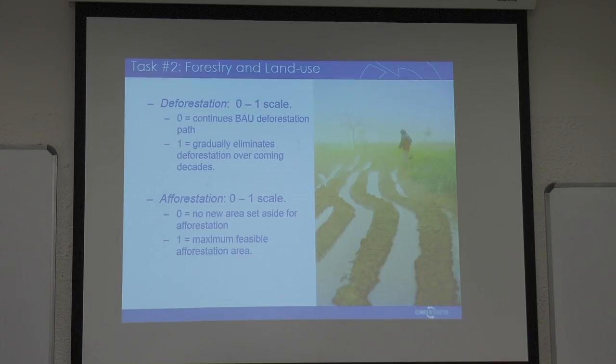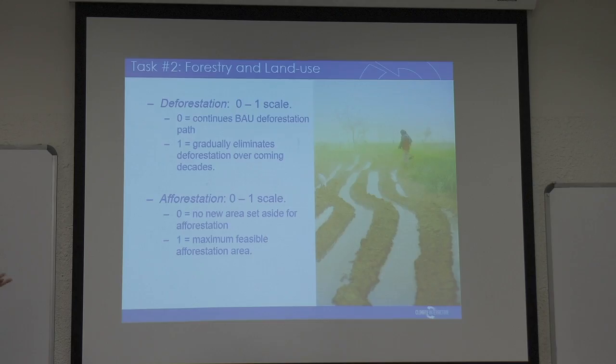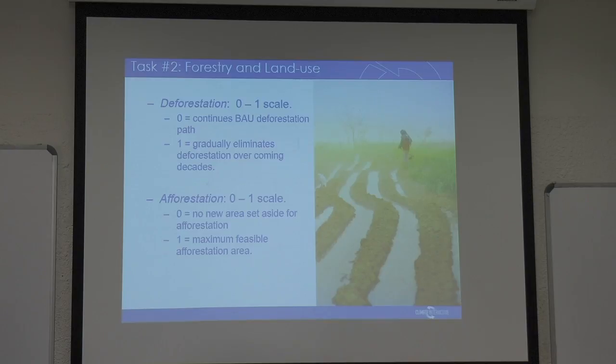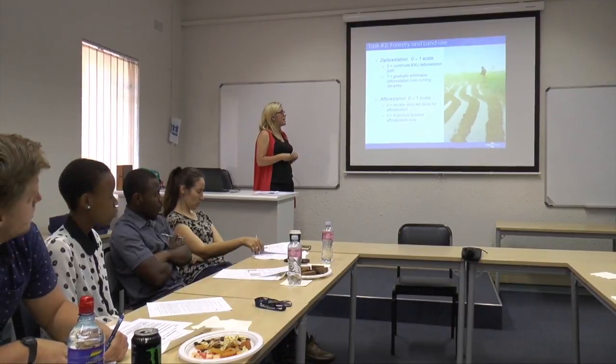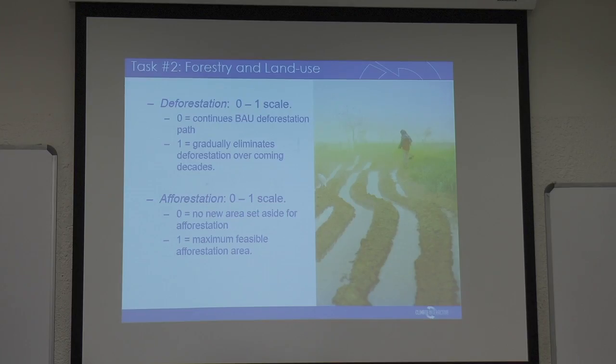In your pledge, you will also have to mention deforestation and afforestation decisions. Deforestation will be ranked on a 0 to 1 scale, where 0 means continue the business as usual deforestation path, while 1 means gradually eliminate deforestation over coming decades. For afforestation, 0 is no new area set aside for afforestation. Afforestation means planting new forests, while 1 means maximum feasible afforestation area. So for deforestation, 1 is stop cutting the forests, while afforestation is start planting new forests.